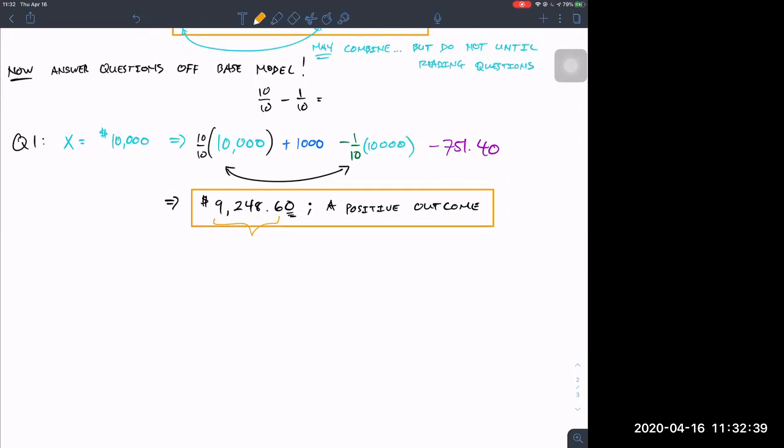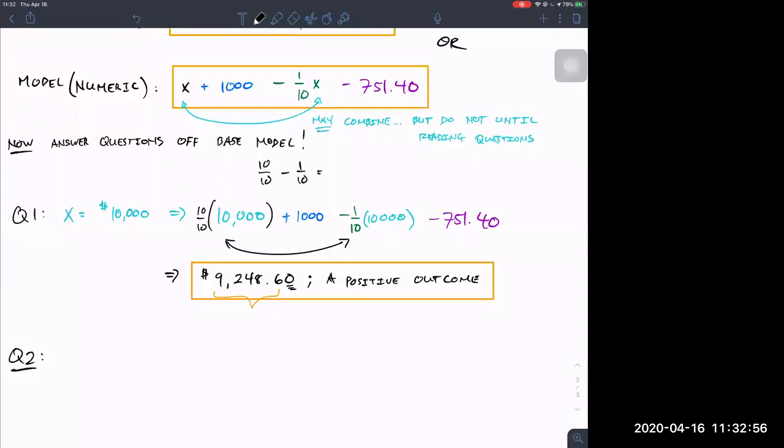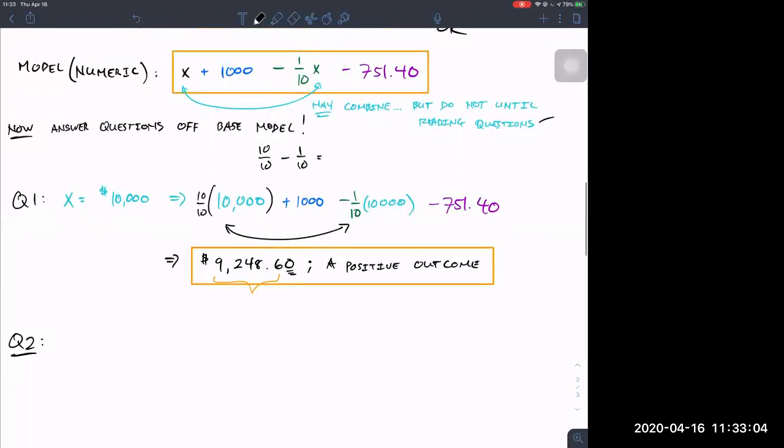Okay, for the second question, it says, suppose for the second month, payroll needed to be decreased and it totaled to now 1/16 of your income. What is the model now? So this is why, from the base model right here, what I wrote in light blue, you may want to combine, but do not until you read all the questions. And this is exactly why, because now I'm having you manipulate the model, right? So this is a manipulation here.